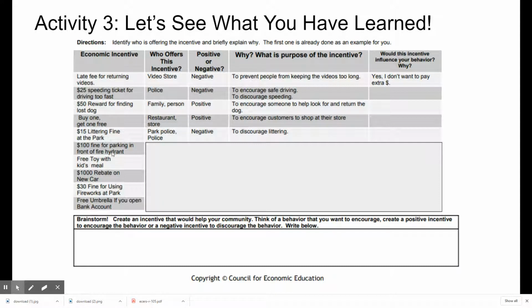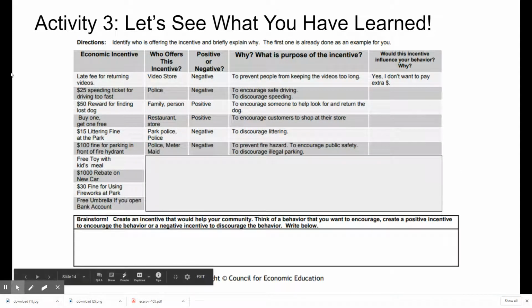A $100 fine for parking in front of a fire hydrant. Who would charge you the fine? Who offers this incentive? Is it positive or negative? Why are they going to charge you a $100 fine for parking in front of a fire hydrant? And would it influence your behavior?